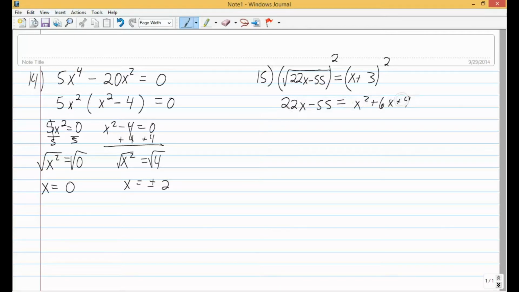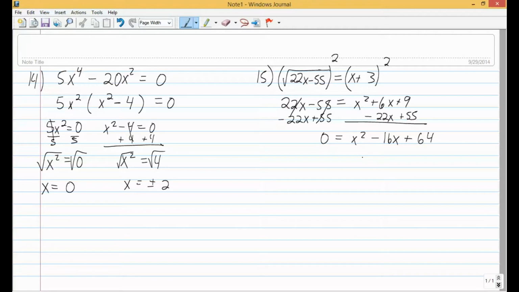Now if I want to solve this equation, this is a quadratic equation, so I need to get everything on one side of the equation. So I'm going to move the 22x over by subtracting 22x, and I'm going to move the negative 55 over by adding 55. Okay. So when I do that, I'll have 0 equals x squared minus 16x plus 64.